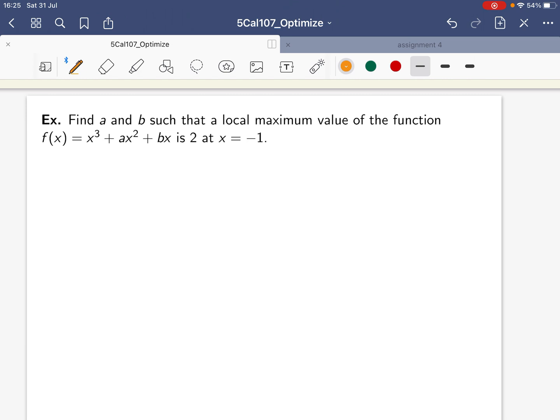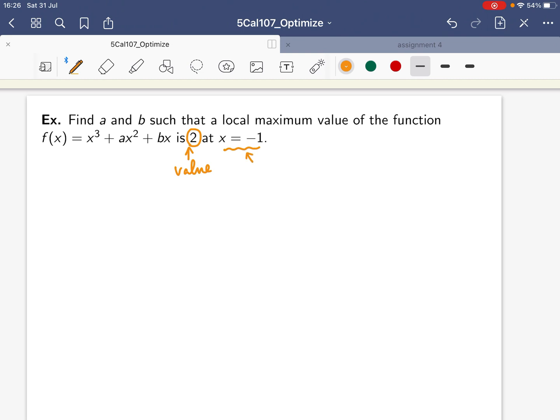So for this one, your f is x cubed plus ax squared plus bx. And we say that this function f attains a local max. This is the value, and it attains at x equals -1. So again, if it attains a local maximum here, it means that at the beginning it has to be a candidate first, right?